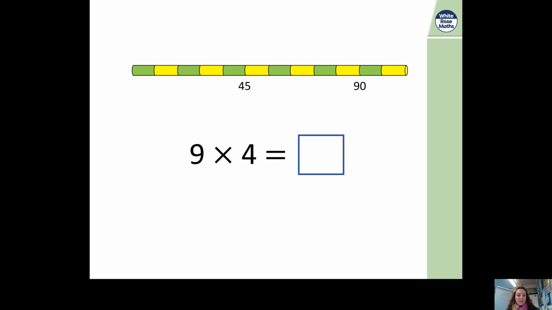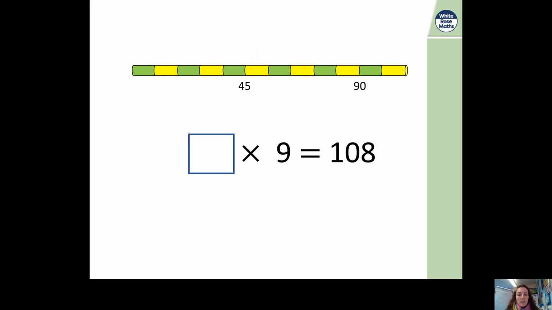Okay, the counting stick, Miss Martin's favourite. So here is 9 times 4. We know 9 times 5 is 45, so 1 less is 36. So what times 9 equals 108? We can start at 90. We know that 10 times 9 is 90. Add another 9 on, that makes 99. Adding another 9 makes 108. So we've gone from 10, 11, 12 times 9 equals 108.